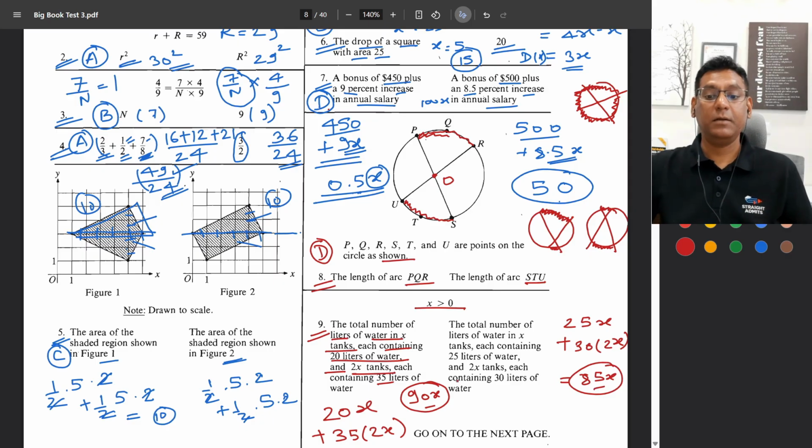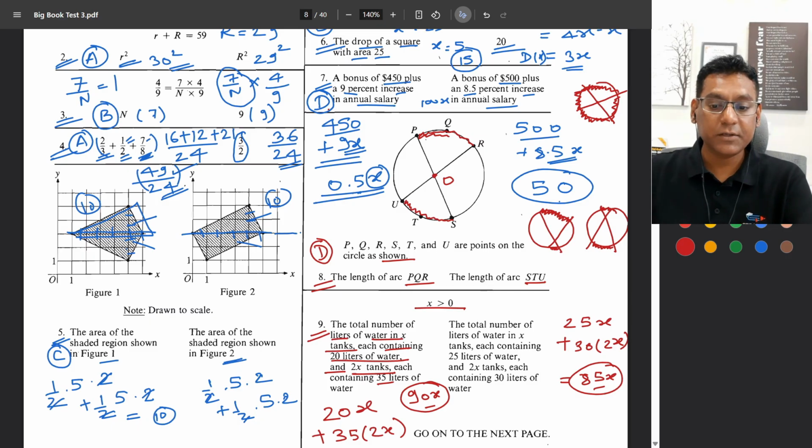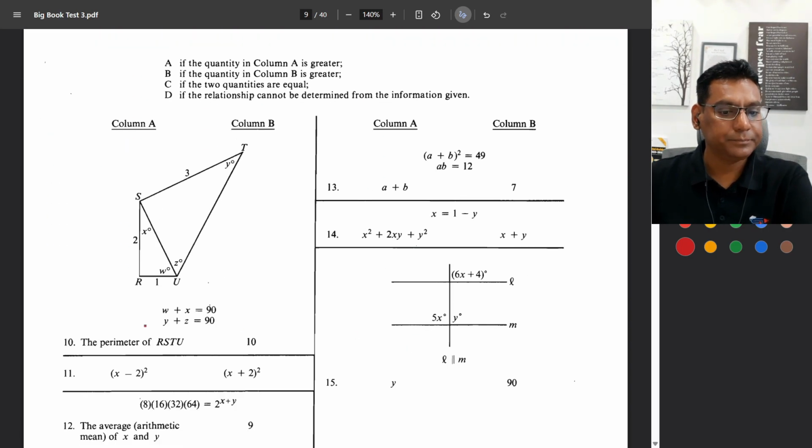Which number is bigger? Obviously, x is positive. Again, think about x as negative or positive. This is liters of water, x tanks. x is the number of tanks, so it has to be positive. If x is positive, then 90x is going to be bigger than 85x. So the answer is going to be A. All right, let's move on to question 10.